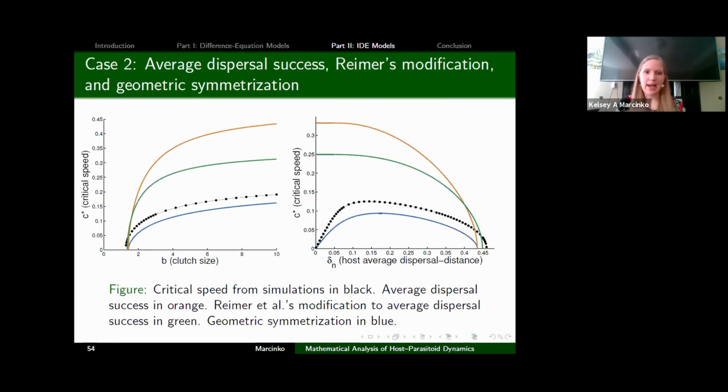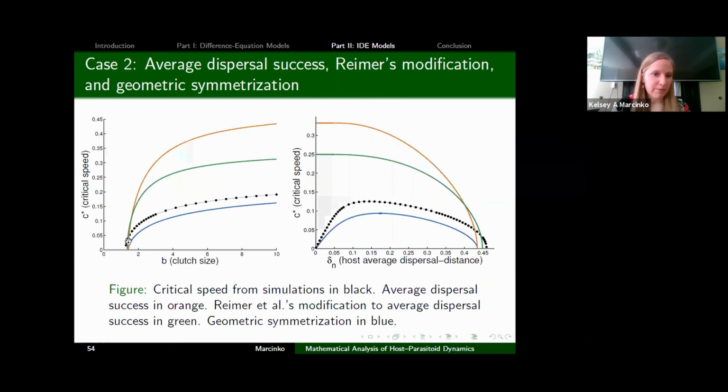So let's take a look at how these different methods stack up, comparing our simulation critical speeds and our approximated critical speeds. Here I'm showing the critical speed where I've fixed all of the parameters except those that you're seeing on this axis. Black is the critical speed from the simulations. The blue is the critical speed from the method using geometric symmetrization. Green is from Reimer's modified average dispersal success, and orange is from average dispersal success.